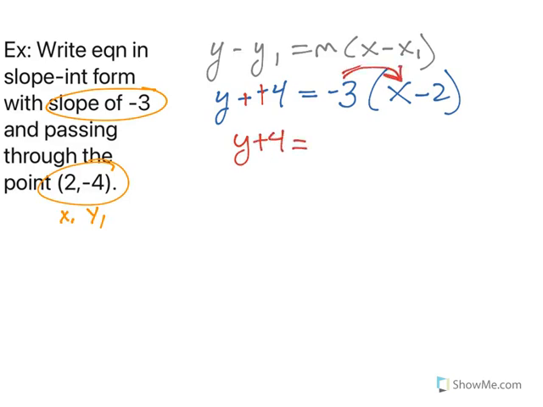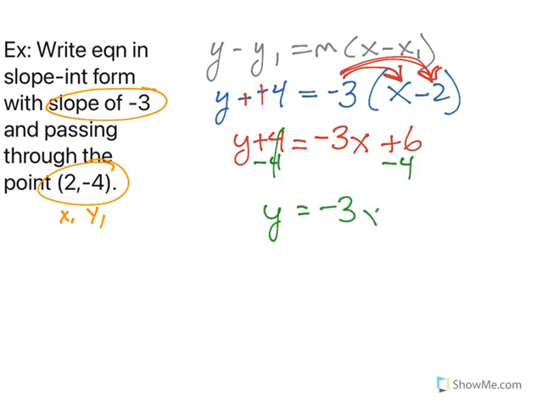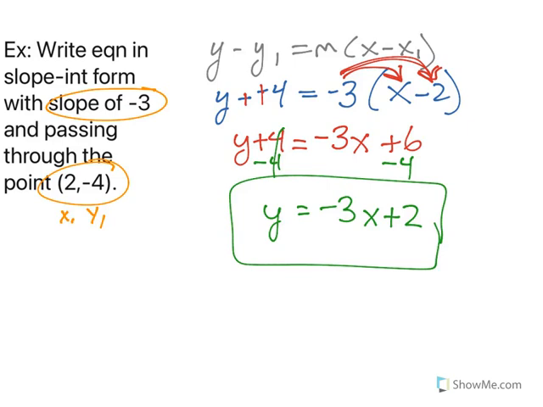Now I distribute my negative 3. Negative 3 times x is negative 3x. Negative 3 times negative 2 is a positive 6. Last step to get y by itself, I subtract 4 from both sides, and y equals negative 3x plus 2. Slope-intercept form.